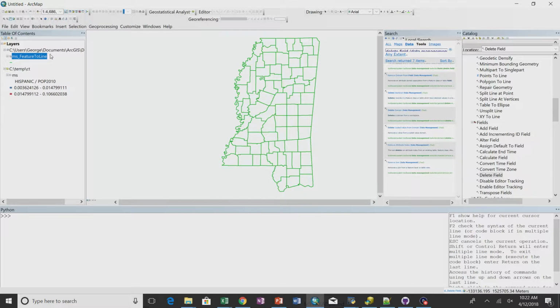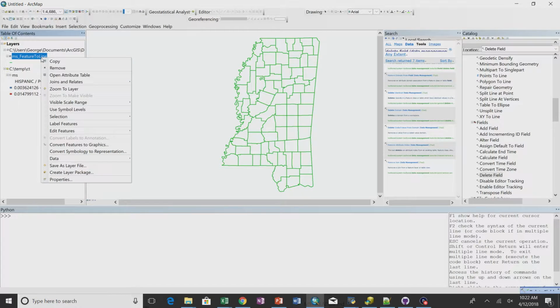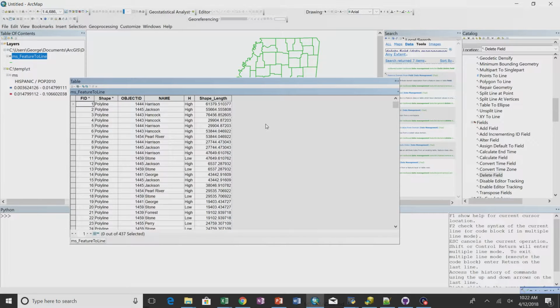Then I'm going to open the table up to make sure that it looks good once this finishes. So yeah, I think this will be fine. This object ID and this name are basically the same, but this refers to the county name. We're probably just going to work with the county name, but I kept this in just in case. And then we've got the high and the low down here. These are the two fields that we really care about.